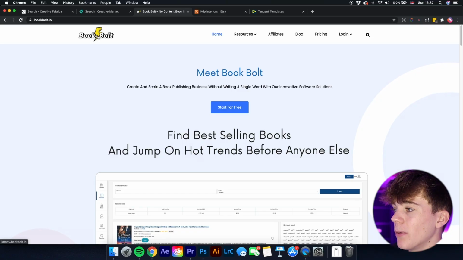And the third one is BookBolt. Now, BookBolt isn't a website where you download just the interiors. BookBolt is a website where you pay for their subscription, and you get a bunch of different resources and software within it. However, when it comes to the interiors, you can actually download some of them for free, and I'll show you that now. So this is completely for free, you don't have to pay a single penny.